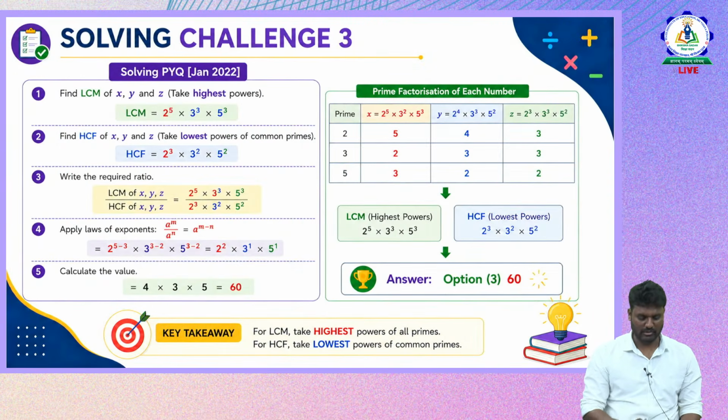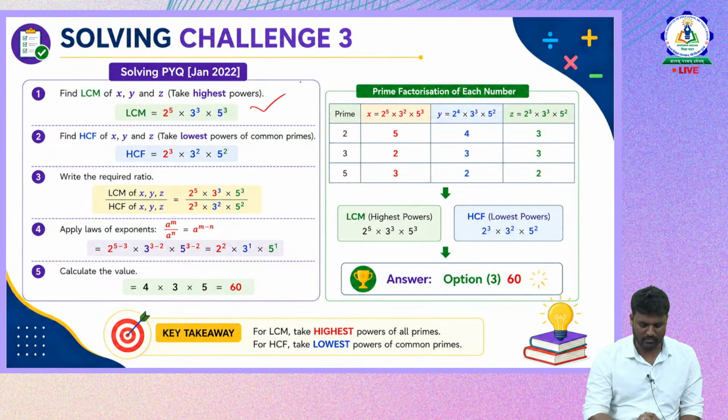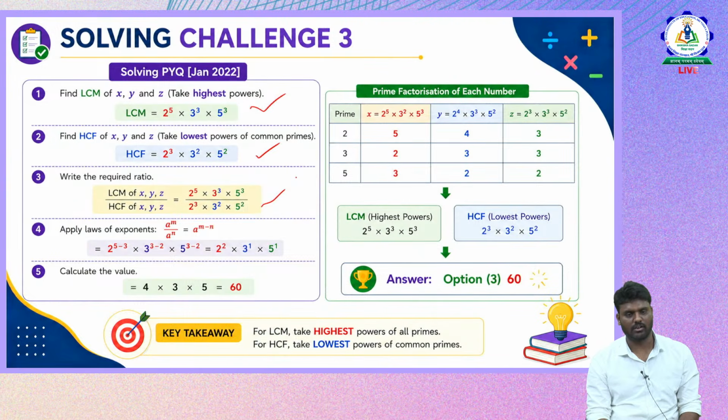Now, the same question only. Let us see how we are trying to solve this one. We got the LCM by calculating: LCM is 2 to the power of 5, 3 to the power of 3, 5 to the power of 3, and the HCF we got is this much. Now we need to provide the required ratio, the LCM of x, y, z and the HCF of x, y, z. Now we have the powers here. LCM is this much and HCF is 2 to the power of 3, 3 to the power of 2, 5 to the power of 2.